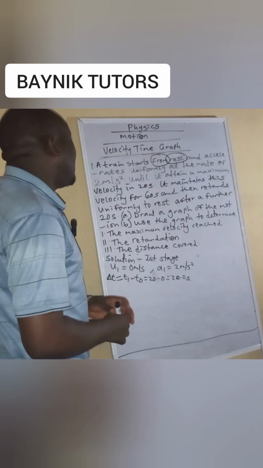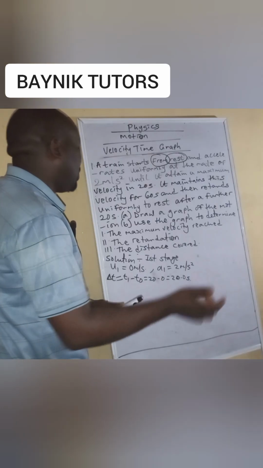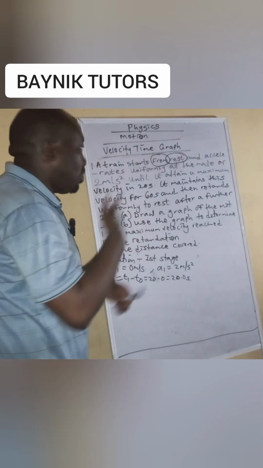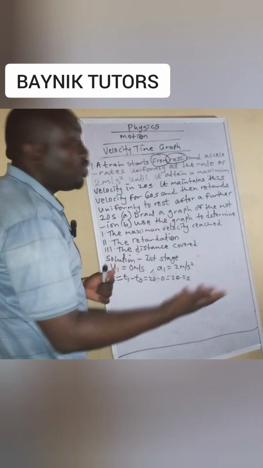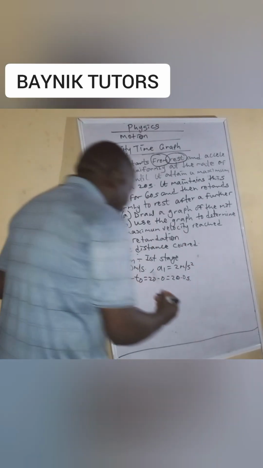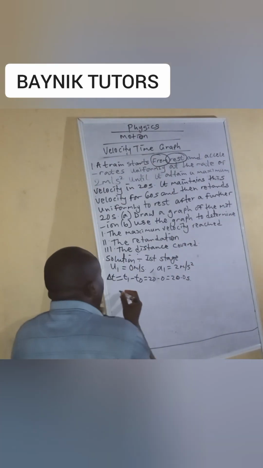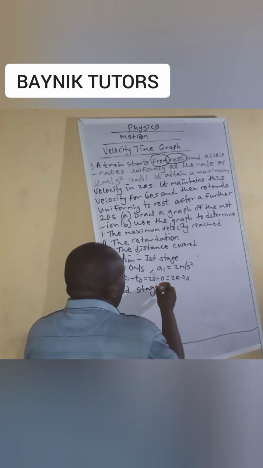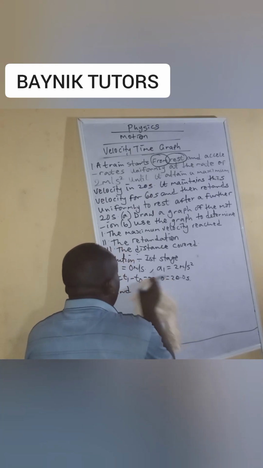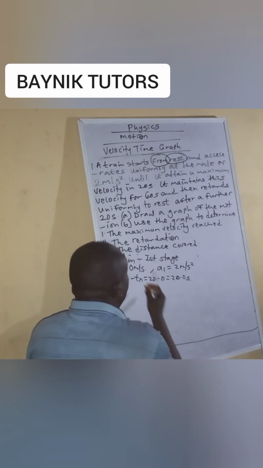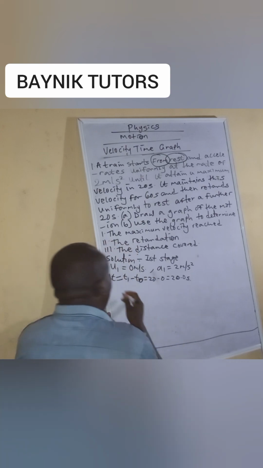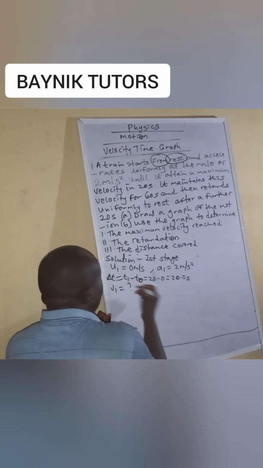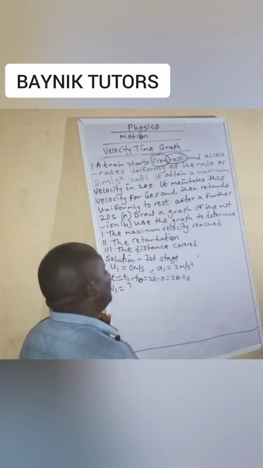It maintains this velocity for 60 seconds. Since we talk about maintaining this velocity for 60 seconds, we have our second stage. But before we get our second stage, we've not gotten our final velocity. So from here, our final velocity is not gotten. But how do we get the final velocity?